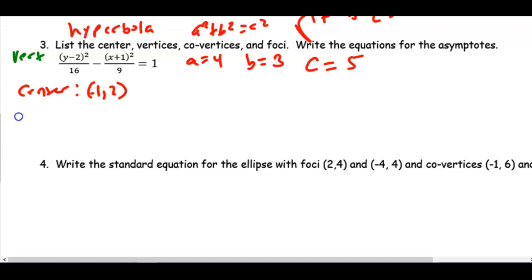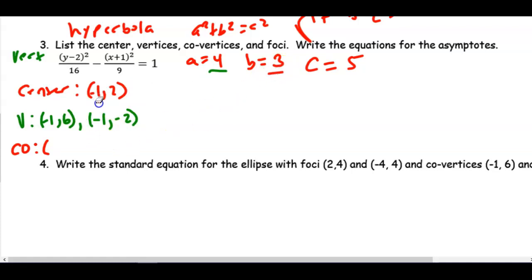So one of the vertices is going to be negative 1, 6. And the other one, I'm going to go down 4. So 2 minus 4 would be negative 2, right there. So those are my vertices. For my co-vertices, I've got to go left 3 and right 3.